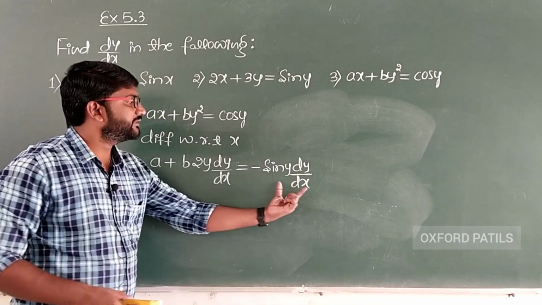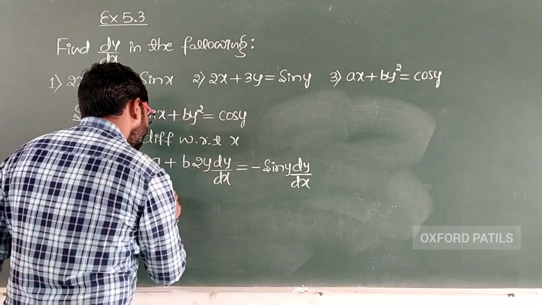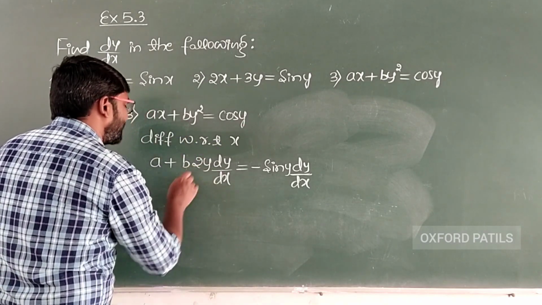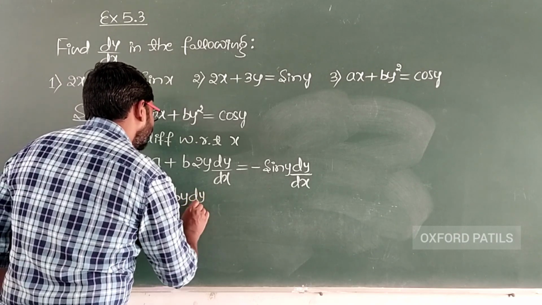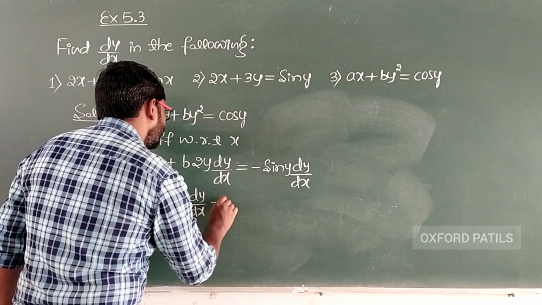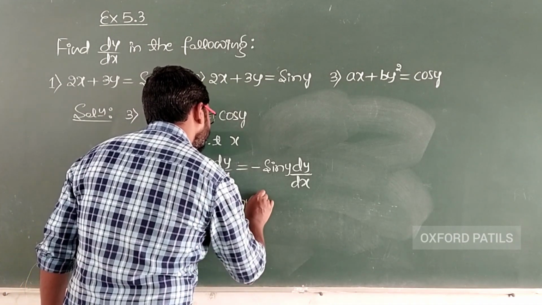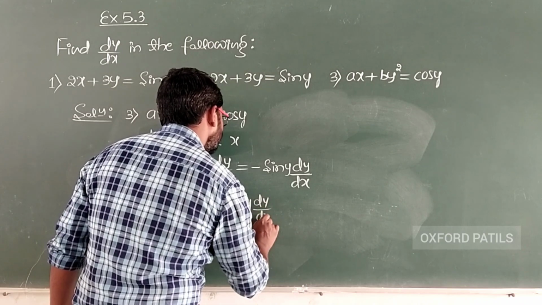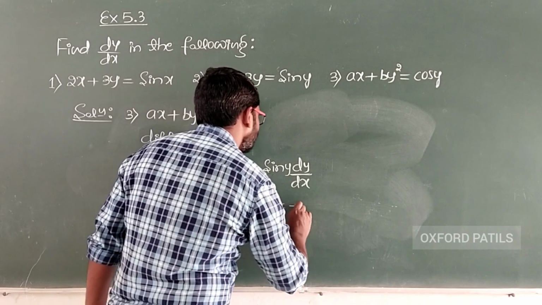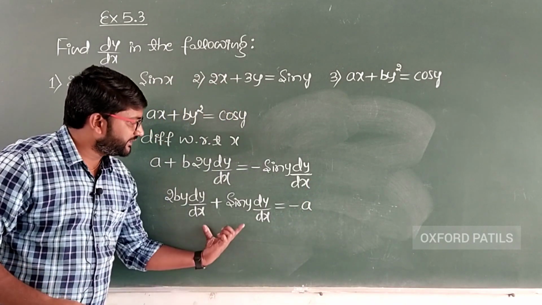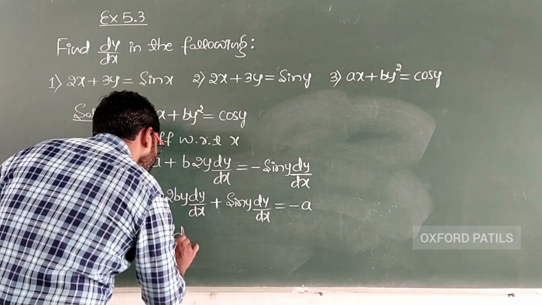So I will be taking this term to the left hand side and a to the right hand side. So b times 2y can be written as 2by dy by dx plus sin y into dy by dx. This is equals to, it becomes minus a. Now in these two terms we can take dy by dx common. So let us take dy by dx common.